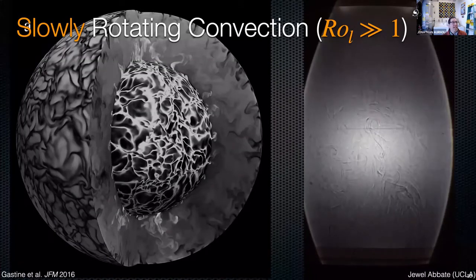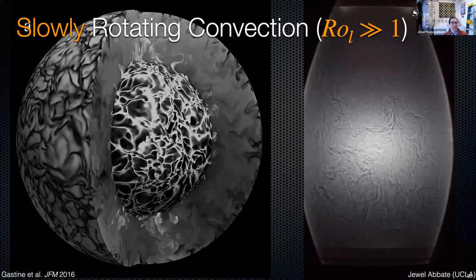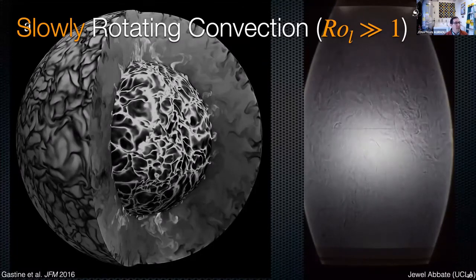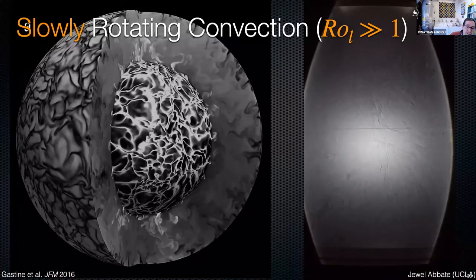Okay. Now, let's start looking at the slowly rotating case. In the slowly rotating case, shown here, here's an image of spherical shell convection by Thomas Gastine. That's the temperature field. And on the right is another very slowly rotating case by Jules Abati at UCLA. This is just shadowgraph in a tank of oil, and you can see the massive complexity and the large scale overturning flow you get in a very slowly rotating system. And actually, these are so slowly rotating that both of them are actually non-rotating, and we're going to call these similar systems, and they will scale similarly.